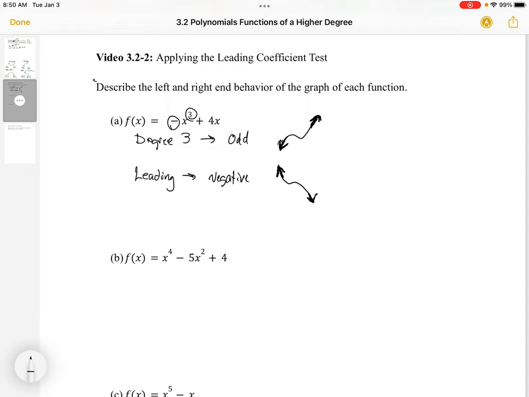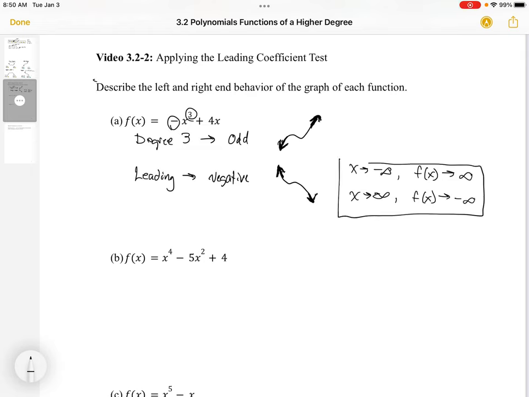So our answer should be that when x is going to negative infinity, that means it's going to the left, our y values, f of x, are increasing, so they're going to positive infinity. And as we look to the right, as x is going to positive infinity, our y values, f of x, are going down towards negative infinity. Okay, so that's our answer for part A.